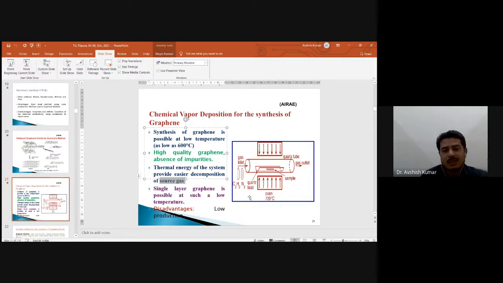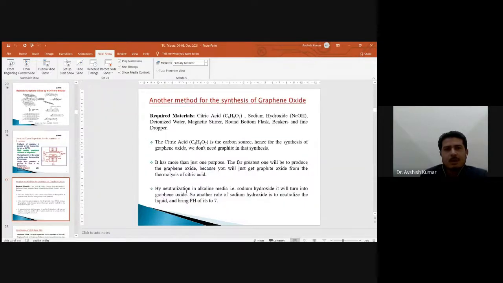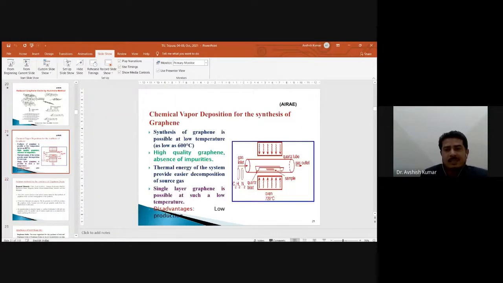But if you are interested in the synthesis of carbon nanotubes, particularly single wall carbon tubes and multi-wall carbon tubes, you can use acetylene as a source gas, which is basically a hydrocarbon gas. So single layer graphene is possible at such a low temperature with this technique, and the disadvantage is obviously that the yield which you will get will be very low with this technique, around 60% or something like that. So that is the CVD technique I was just talking about.